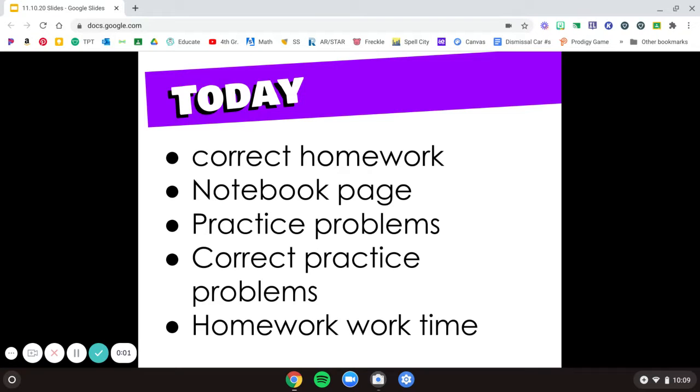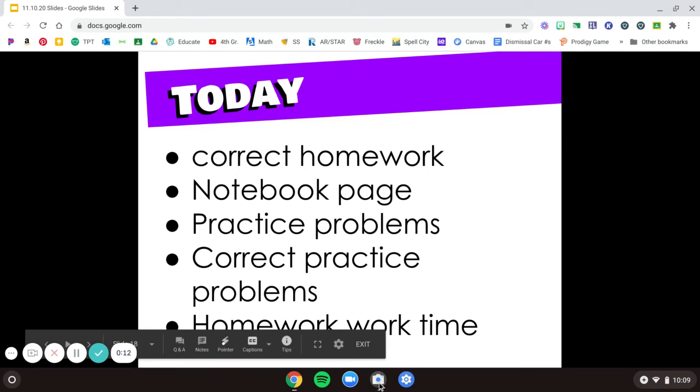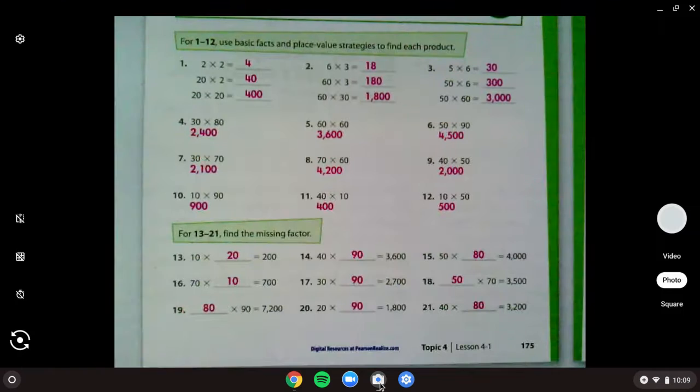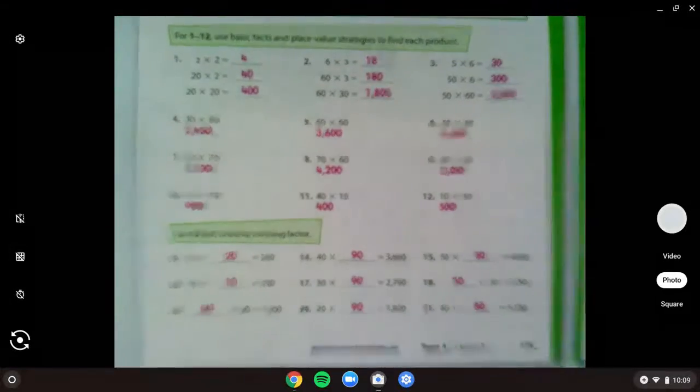Fourth graders, so we're going to look over our homework from yesterday. We'll do our practice notebook page together, and then I got practice problems for you. We'll look over those answers, and then I'll show you your homework. So let's start by getting our math books open to page 175.